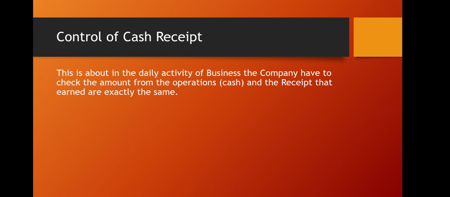So the second is control of cash receipt. This is about the daily activity of business: the company has to check that the amount from the operation cash and the receipts that are earned are exactly the same. So what is the purpose of control of cash receipt? Why does the company have to have cash receipt? Why does the company have to control the cash receipt?